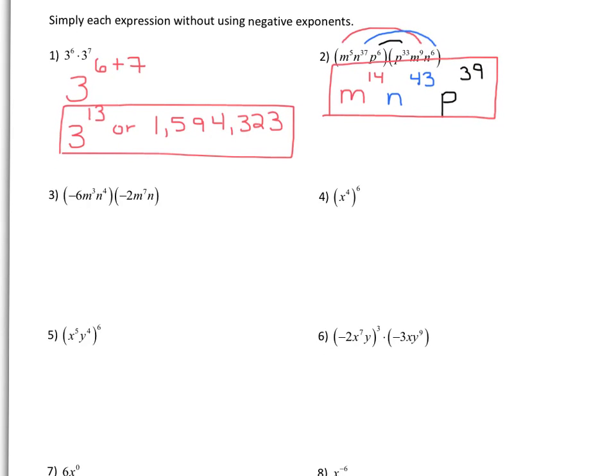Okay, next one's very similar. Be careful with these coefficients. This is just saying negative 6 times negative 12 to make 12. I'm going to pair up my m's. M to the 3rd times m to the 7th. Since they have the same base, we will add them. And then n to the 4th, and that n, that's like an n to the 1st. Therefore, we get n to the 5th.